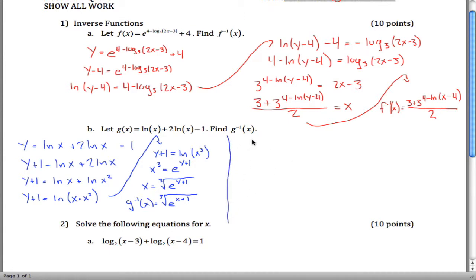Maybe I'll put a line here and say other options. We could have said natural log of x plus 2 natural log of x is equal to 3 natural log of x. All right, you got one of these things and 2 more, so now you got 3 of them. Maybe dot, dot, dot. What would that give us? We'd have y plus 1 equals 3 natural log of x, so we'd probably divide by 3 at that point, and then do e to both sides of the equation. So then we get e to the x plus 1 over 3. Maybe g inverse of x is equal to e to the x plus 1 over 3.